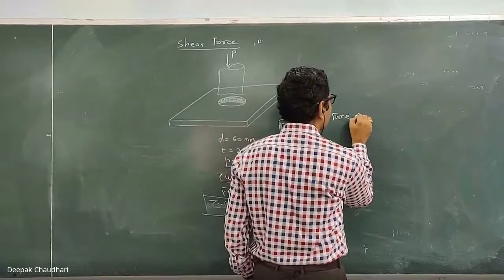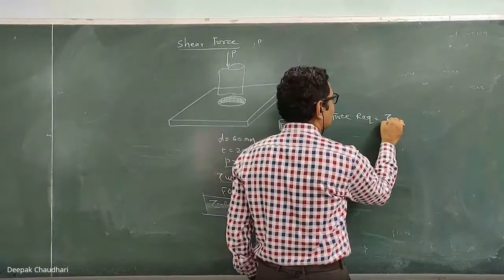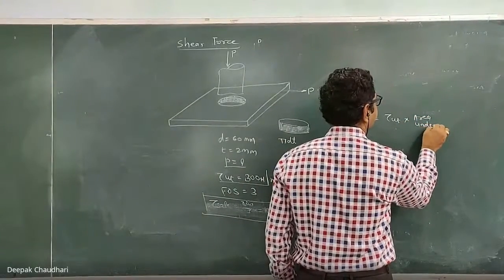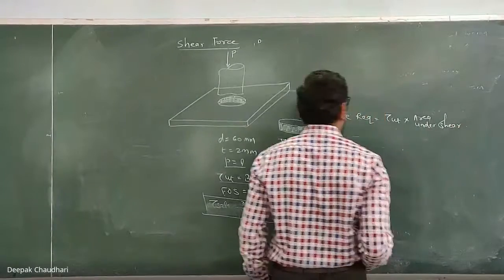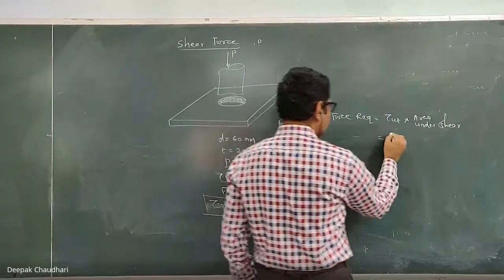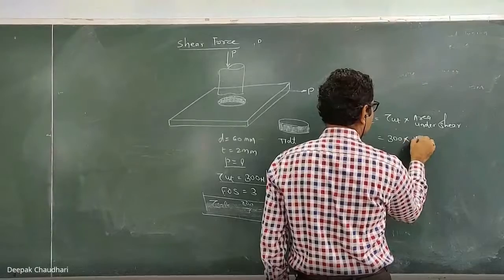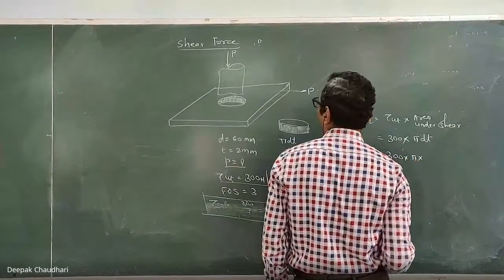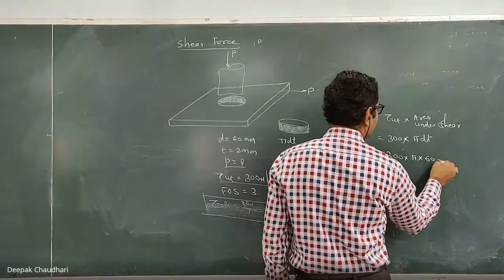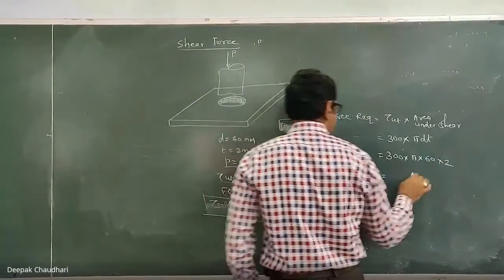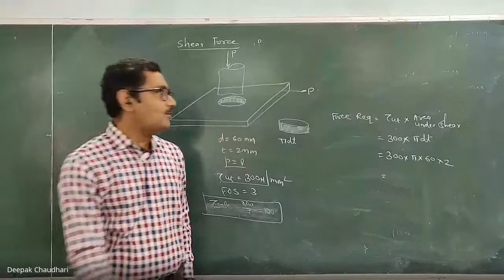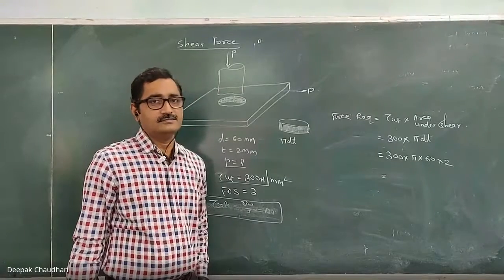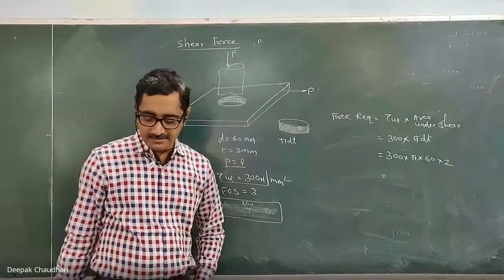So the force required is equal to the ultimate stress into the area under shear. Now, how much is the ultimate stress? It is 300. And the area under shear is pi dt, so it is 300 into pi into diameter 60 and thickness 2 millimeter. Calculate this. This much force is required to punch the hole.